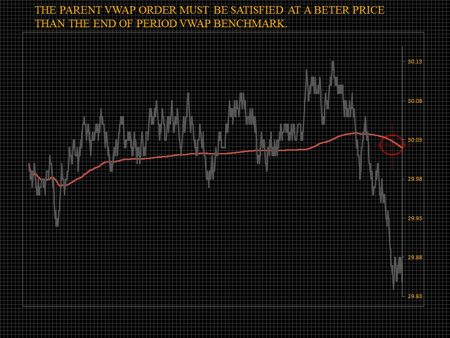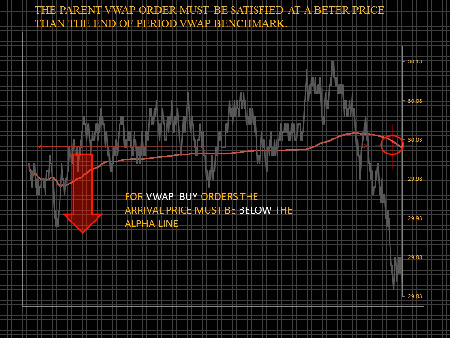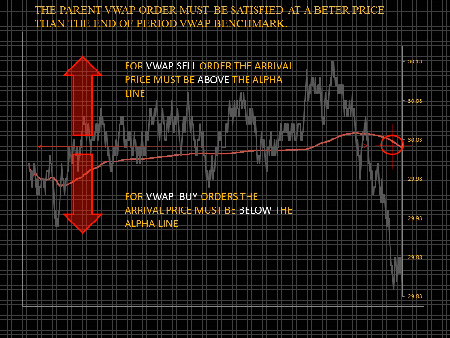Here we see the end of period VWAP benchmark. We reverse engineer what's called the alpha line. We draw the conclusion that for VWAP buy orders, the arrival price must be below the alpha line. Conversely, for VWAP sell orders, the arrival price must be above the alpha line.